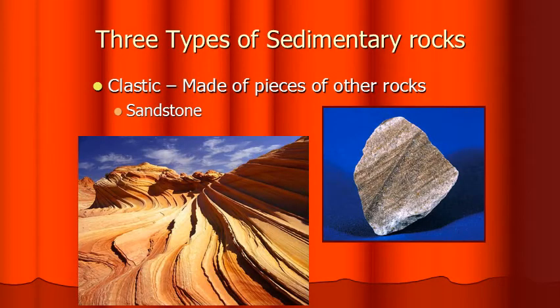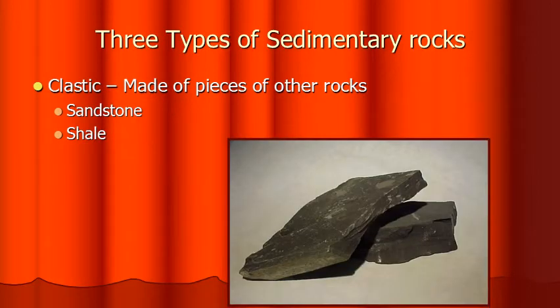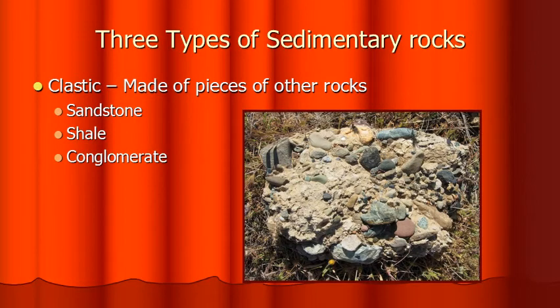We have clastic, which basically means they are made of pieces of other rocks. This is mainly what we've been talking about so far, made up of sediments. A main example of that would be sandstone. Another example is shale. Another example is conglomerate. And if you notice in those pictures, the main difference between those things is the size of the sediment that they're made up of. And again, that's really important because that tells us a story of what that area was like when they formed.